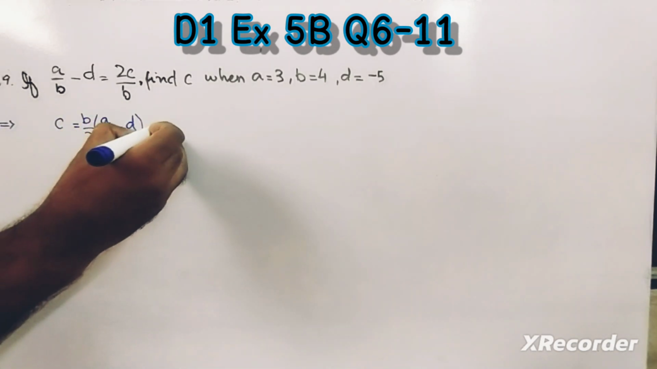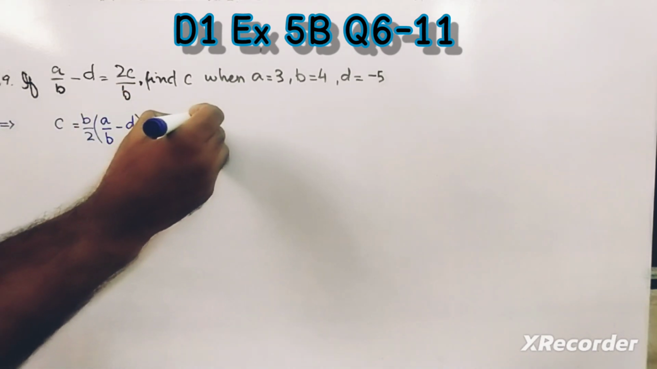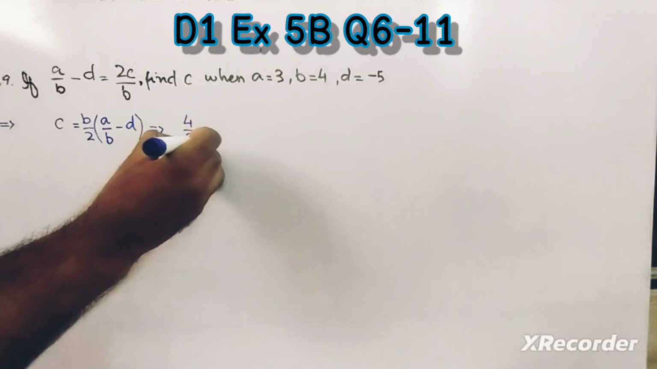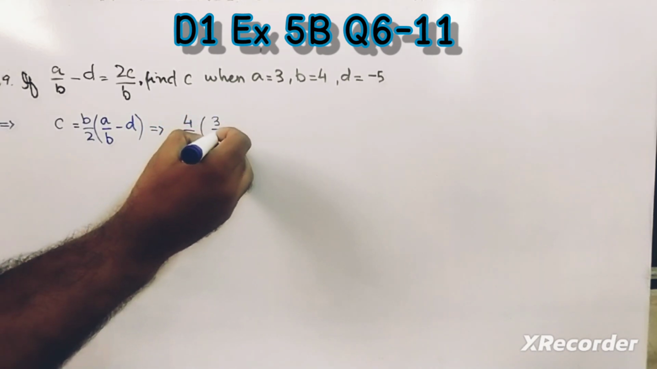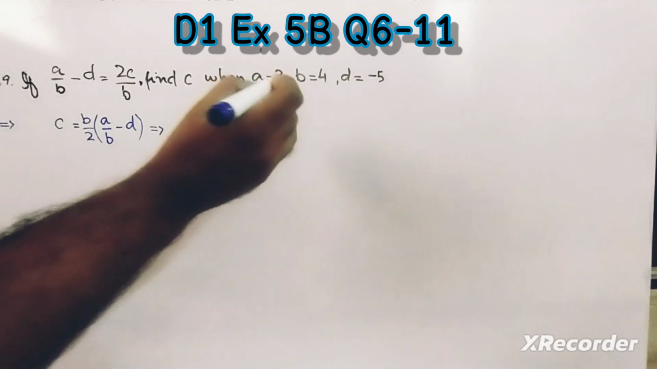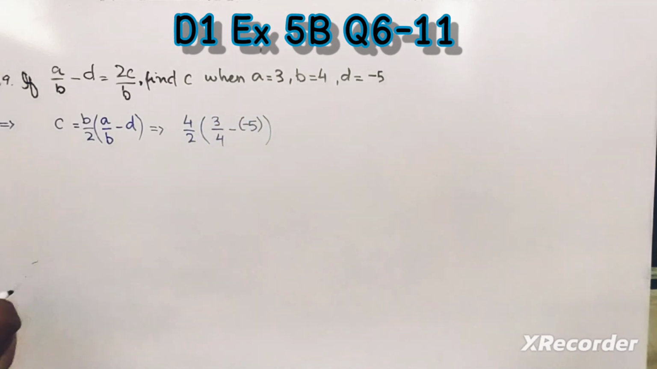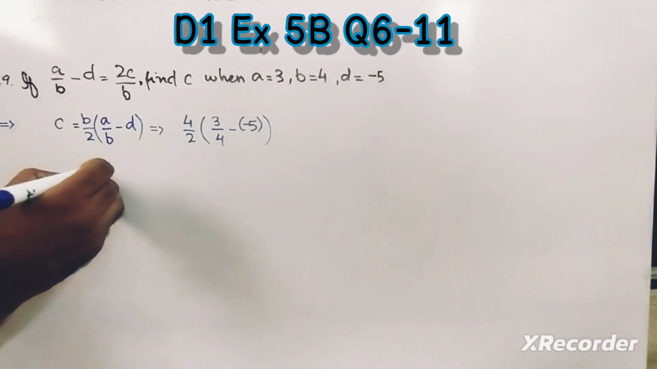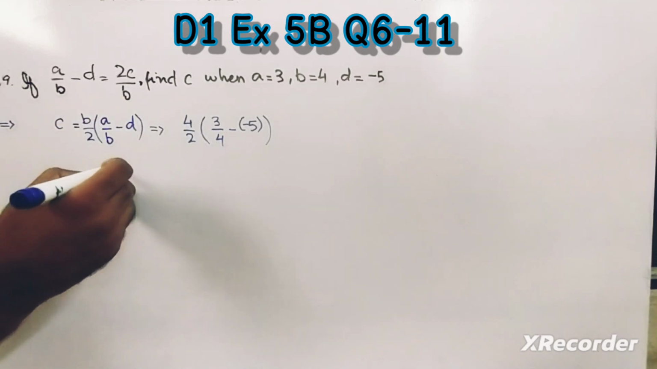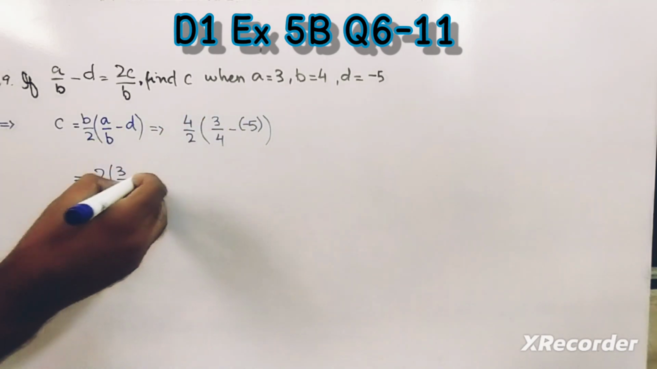By putting the values, B is 4, so we can write it as 4 upon 2 bracket A upon B, 3 upon 4, less D, which is minus 5. So 4 upon 2, 2 times 1 is 2, 2 times 2 is 4, so we write it as 2 bracket 3 upon 4 plus 5.